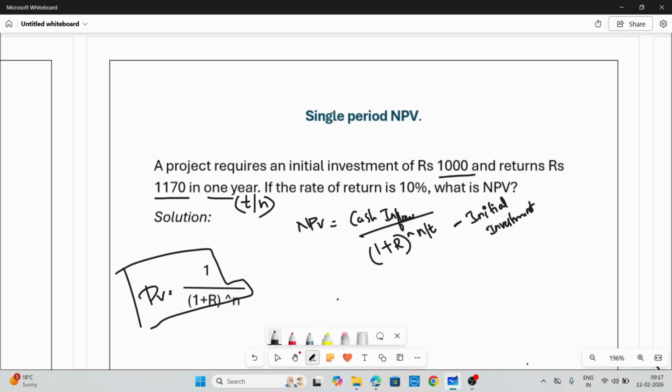So now let's substitute. What is cash inflow? It's 1170 divided by 1 plus what is R? It's 10%. We usually do 10 divided by 100. So this gives 0.10. We'll take 0.10 to the power of how many years? 1 year. So this is the time.